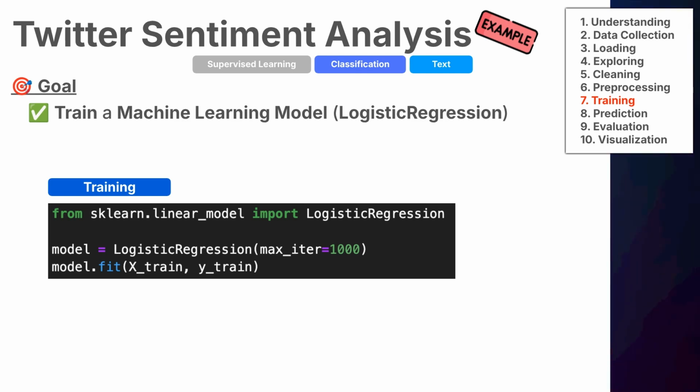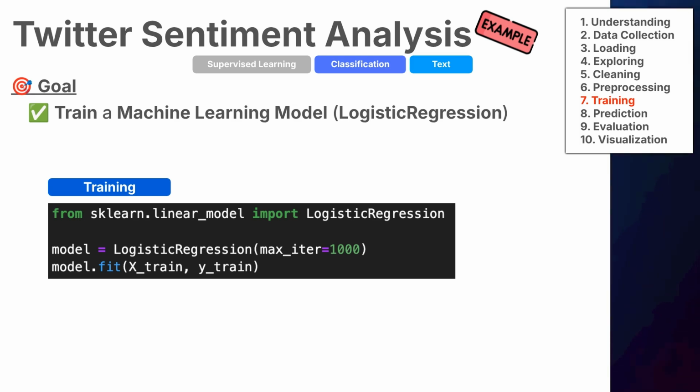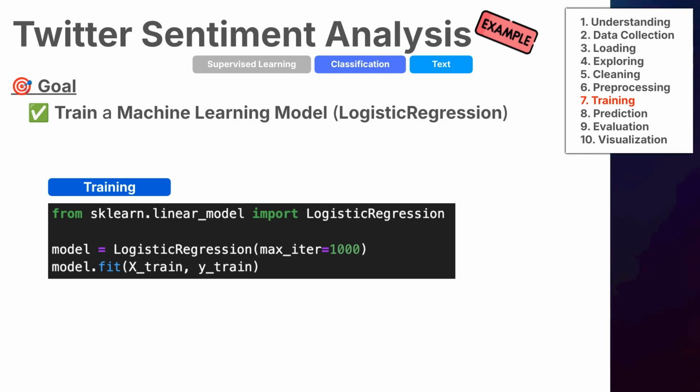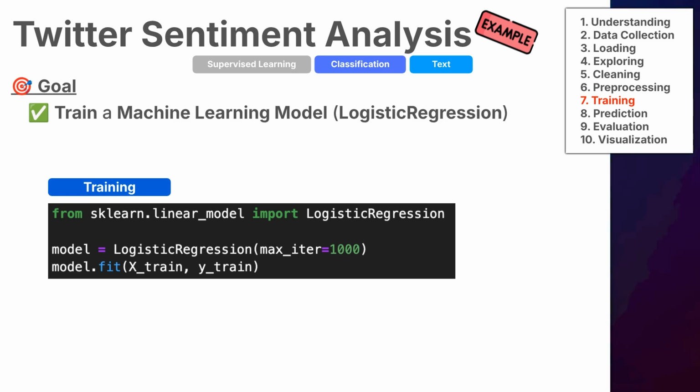max_iter=1000 sets the maximum number of iterations the model will try while optimizing. TF-IDF often results in high-dimensional data, so a higher limit like 1000 ensures convergence. Then fit trains the model using X_train, which is the feature vectors for tweets, and y_train, which is sentiment labels encoded as integers. During training, the model learns which patterns of words are most likely to correspond to each sentiment class. The model is now trained and ready to make predictions on unseen data. It can classify new tweets into positive, negative, or neutral based on their content.